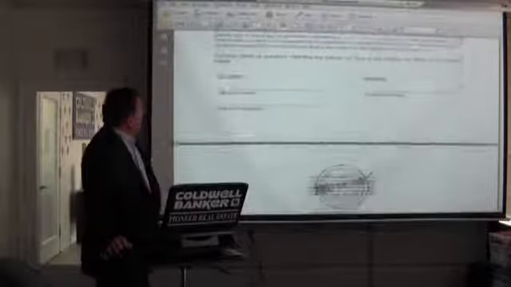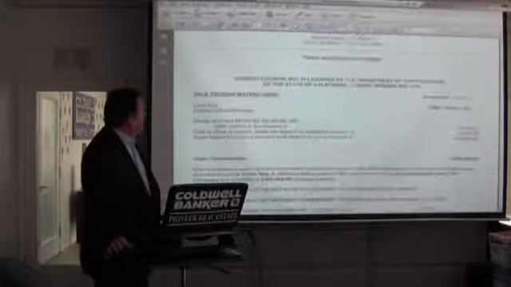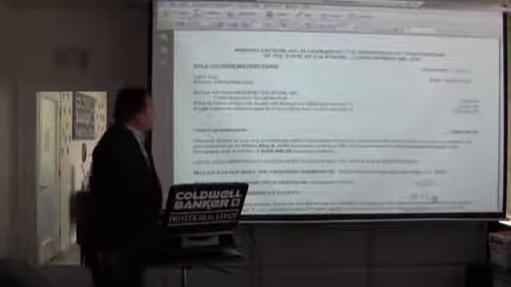Okay, so page 1 talks about personal information, what we can and cannot do with it. Page 2, this is fairly common.